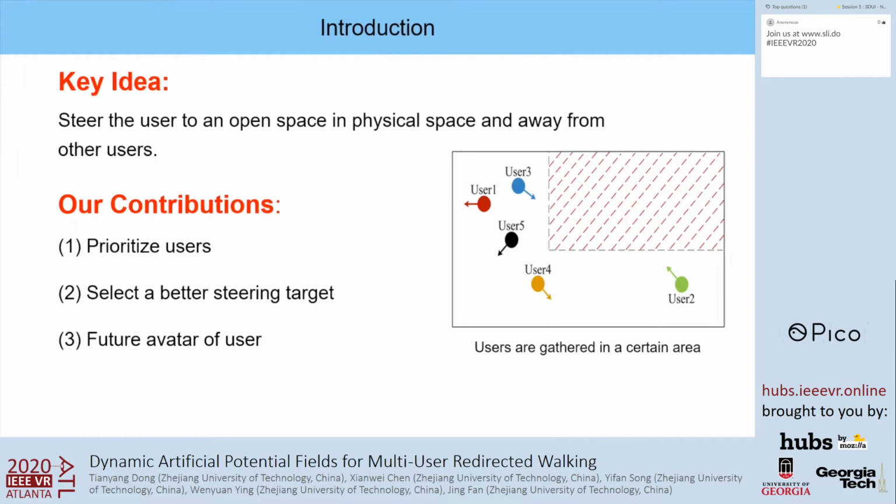We proposed a priority mechanism to ensure that users on the verge of collision are given priority and select a better steering target to effectively steer the user to an open space. What's more, the future avatar of the user is created to reduce the possible collisions.